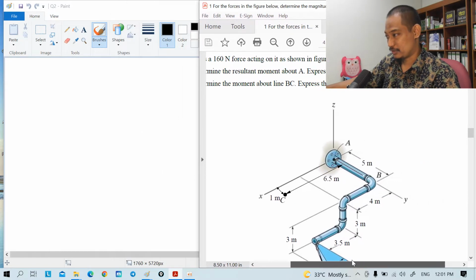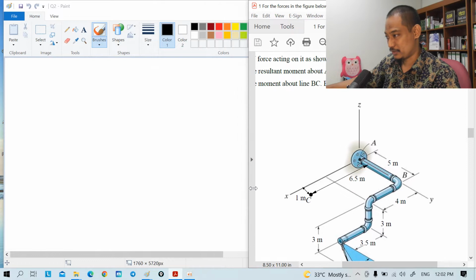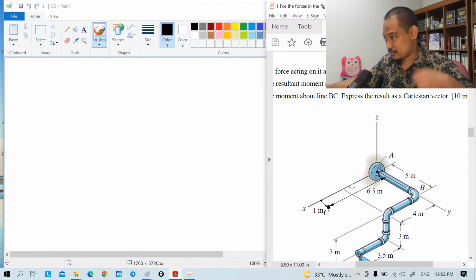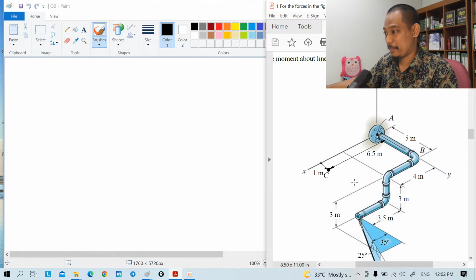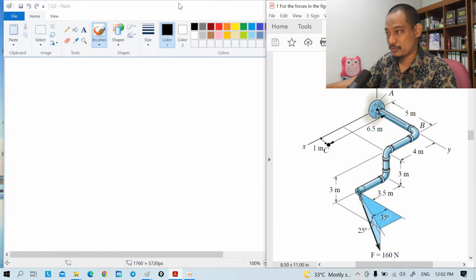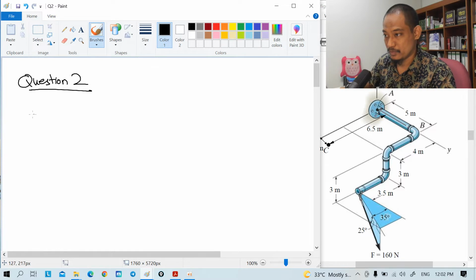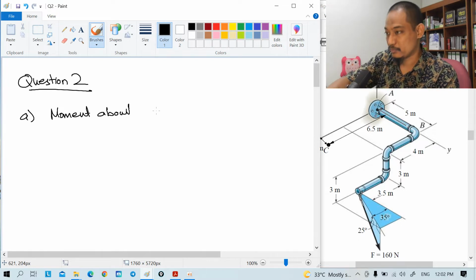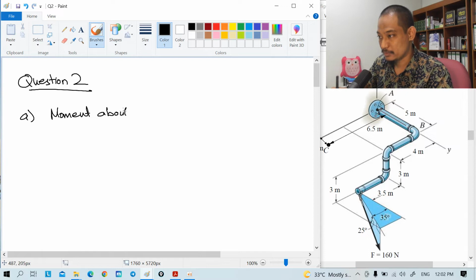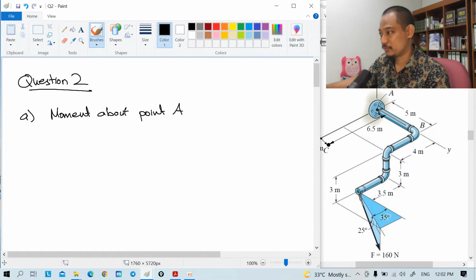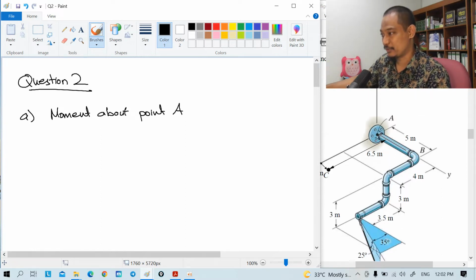Alright, so this is the diagram. Let's put it here. The first question is the moment about point A. So this is question 2, part A: moment about point A, about this point here.